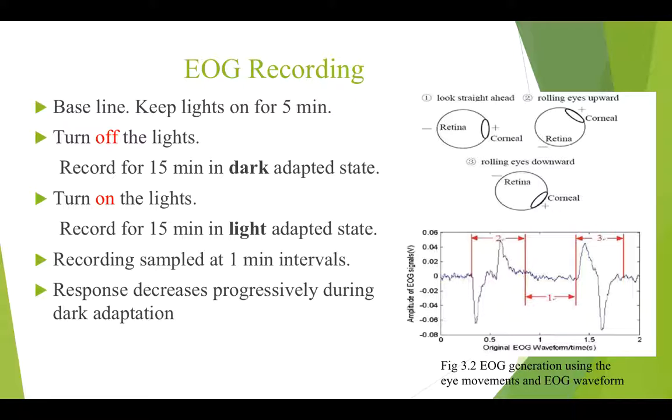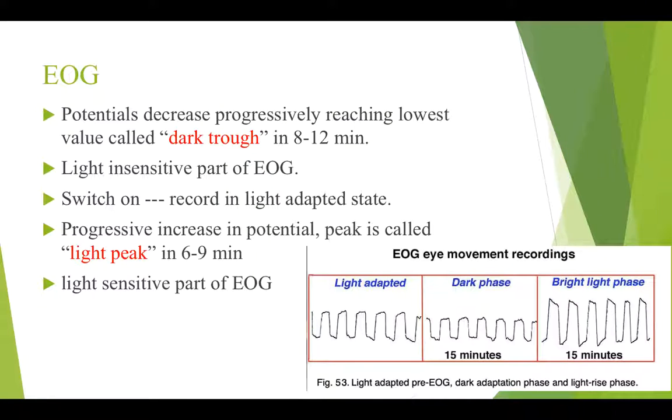This requires a baseline: keep the lights on for 5 minutes, and then turn off the lights. Record for 15 minutes in the dark-adapted state, and then turn on the lights. Record for 15 minutes in the light-adapted state, with the recording sampled at 1 minute intervals. The response decreases progressively during dark adaptation. In Figure 28.3, these are 10-second periods of eye movement back and forth between 2 red LED lights placed 30 degrees apart inside the Ganzfeld field.